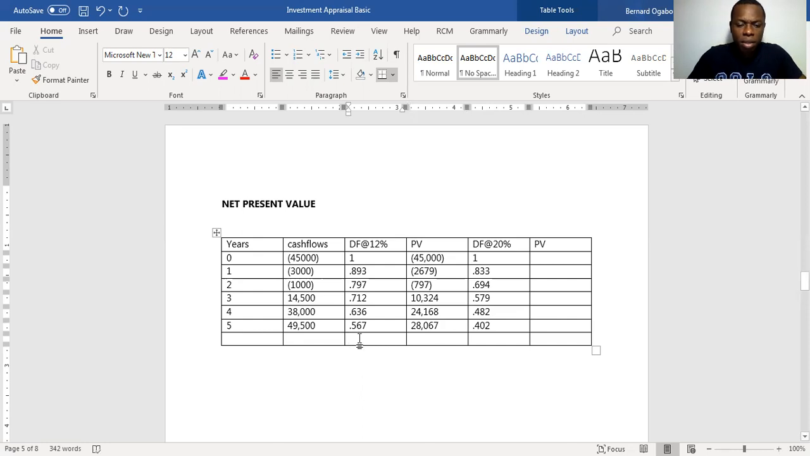So my NPV, net present value, is the addition of the positives minus all the negatives. 28,067 plus 24,168 plus 10,324 minus 797 minus 2,679 minus 45,000.